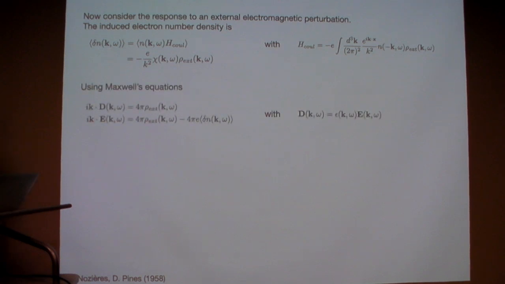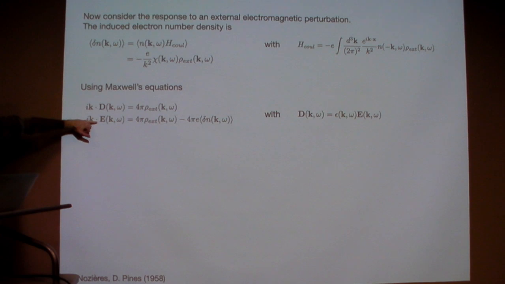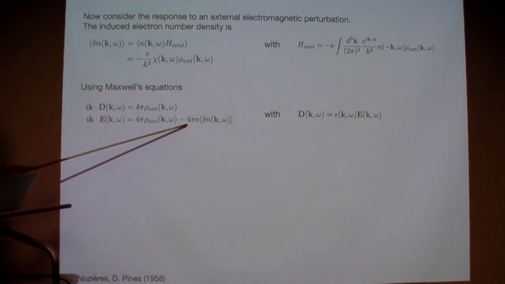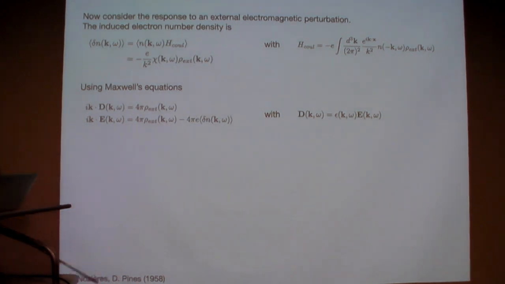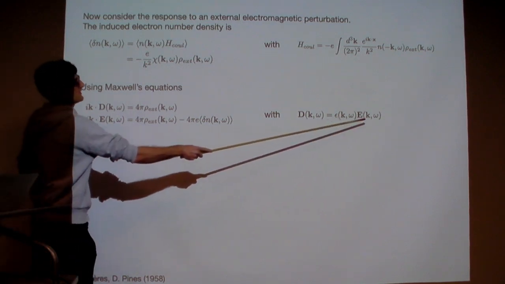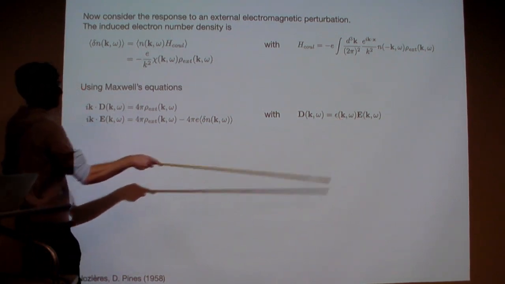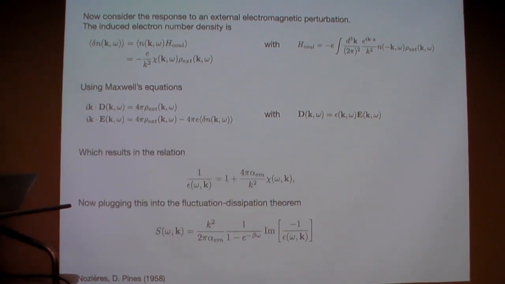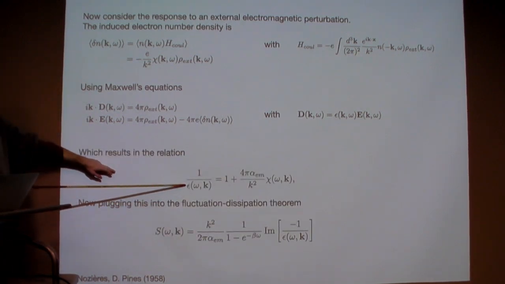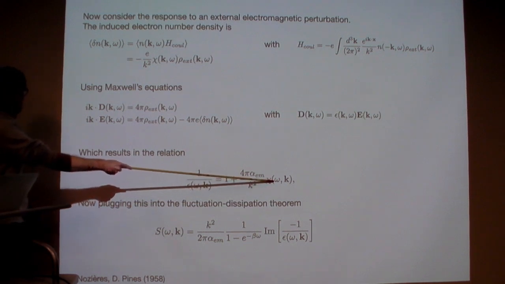And then the only other thing we need is Maxwell's equations. So this is your displacement current, and this is your actual electric field. The difference between these things, the induced charge density, is how the charge in the material is responding to the external electric field. You use this relation over here, which is the definition of the dielectric function. And if you put this and this together, you get this relation between the dielectric function and the susceptibility function over here.